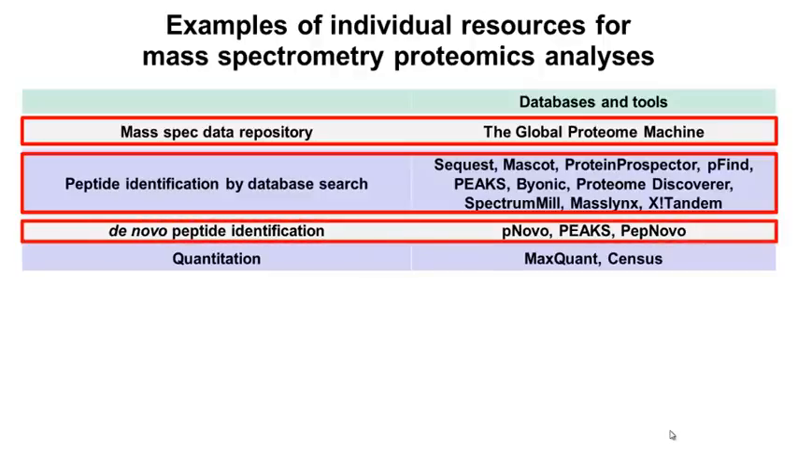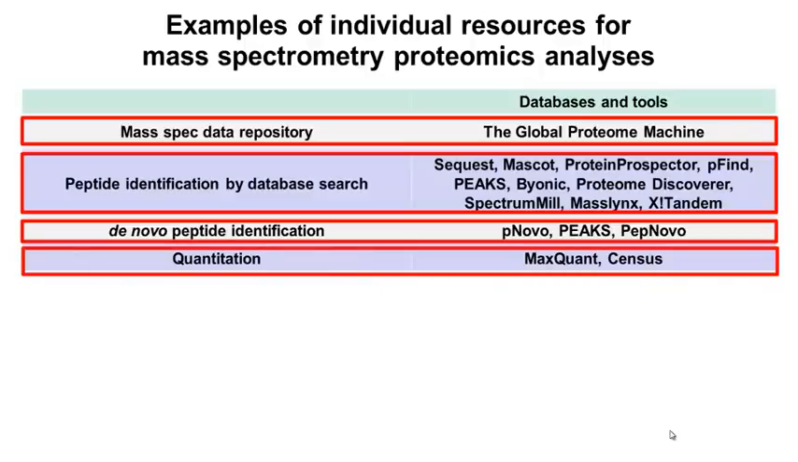What if your protein is a brand new protein that has never been seen before? Database search wouldn't help you much in this case. If you suspect that your protein of interest might be new, you need to use de novo peptide identification methods such as pNovo, PEAKS, and PepNovo. Finally, sometimes you not only want to know about the presence of a protein, but also its quantity. Quantitation software such as MaxQuant and Census may help.